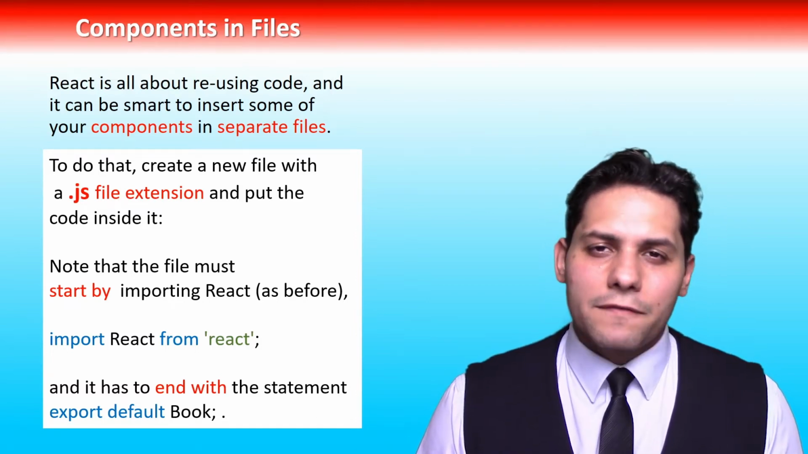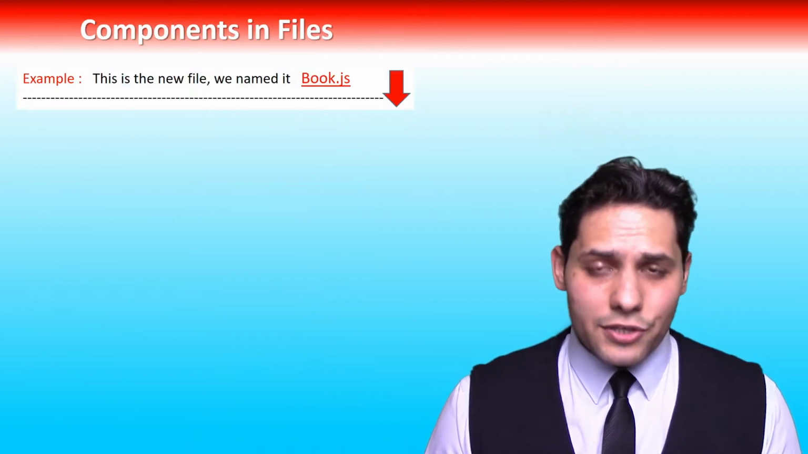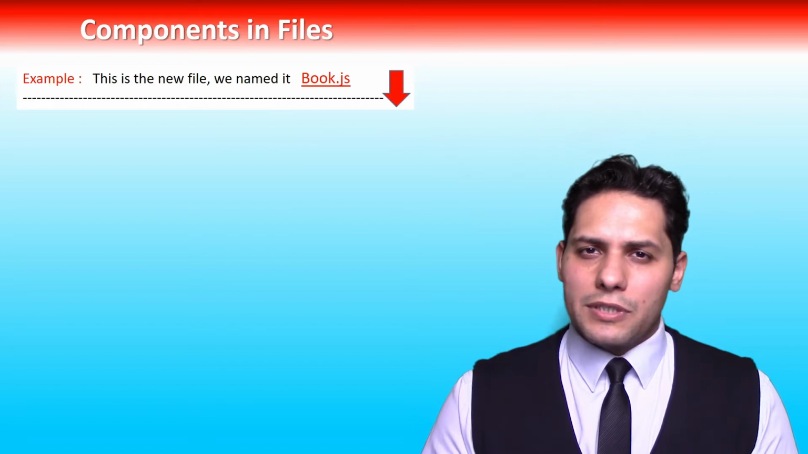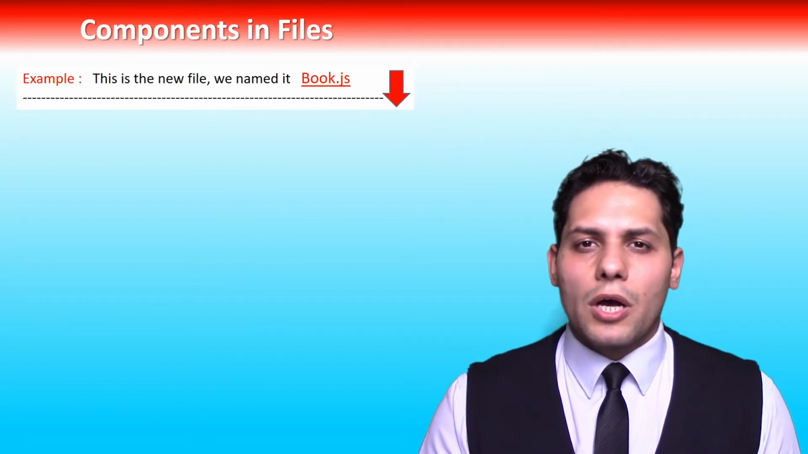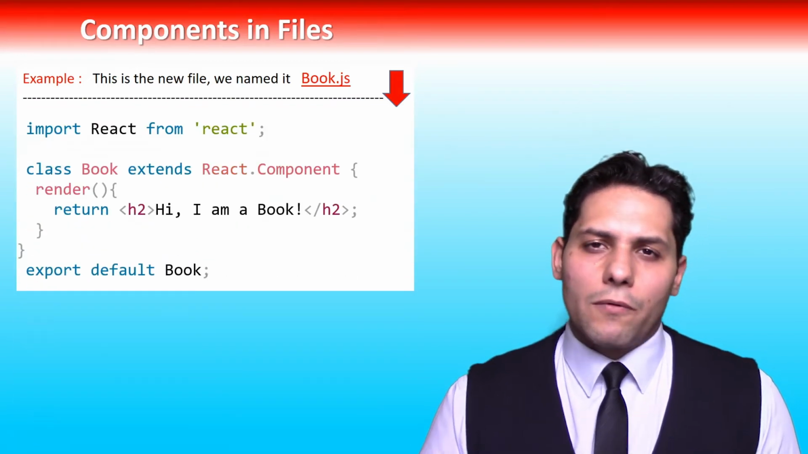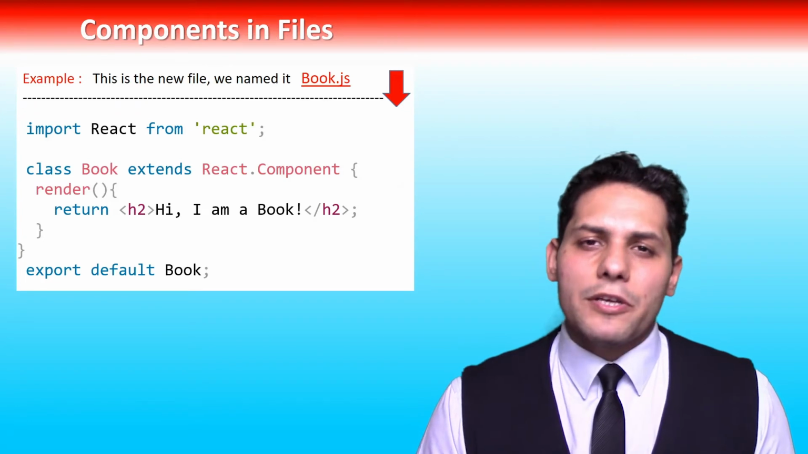Let's explain it with a very simple example. First of all, we should create a .js extension file, and we should select a name for it. For example, here I selected book.js because I want to create a new component whose name is book.